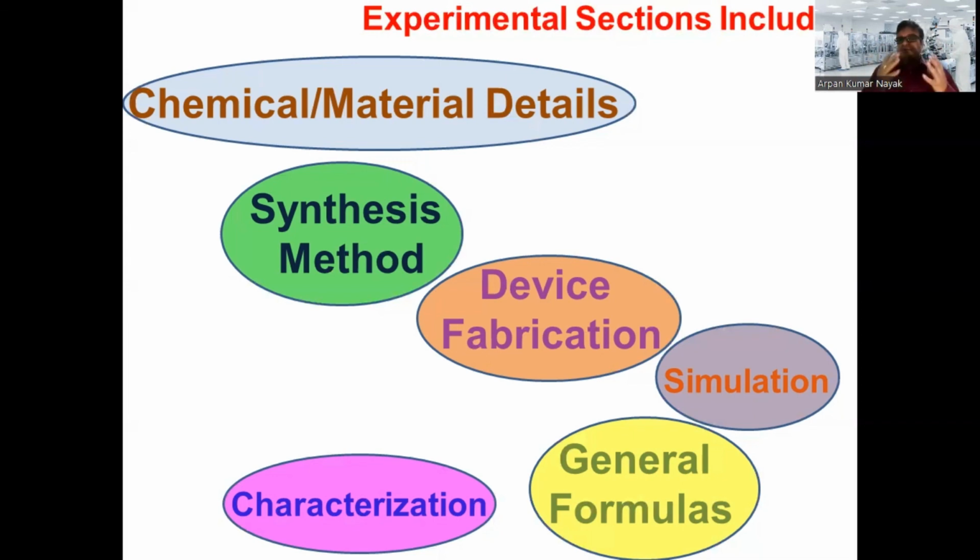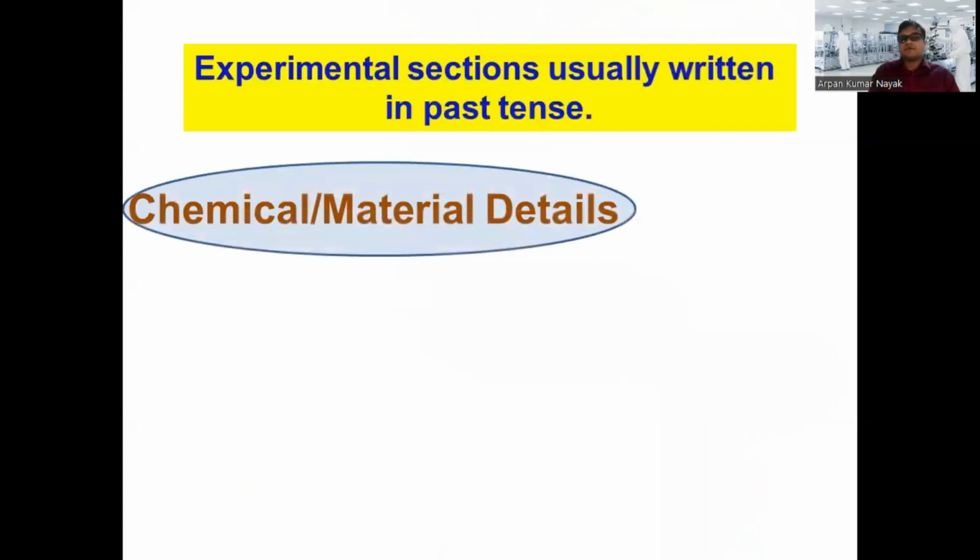But I will discuss what things we should write in each section now. So we'll start with the first one, chemicals or materials detail. What information should we give in this subsection of the experimental or methodology section? These are the subsections. So, chemicals or materials detail.